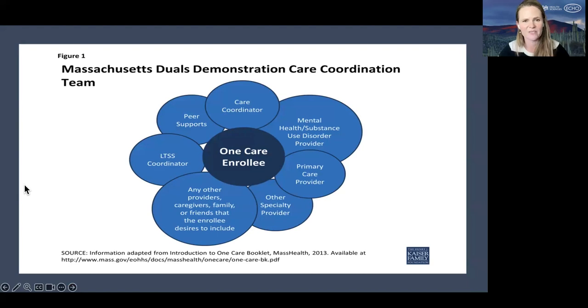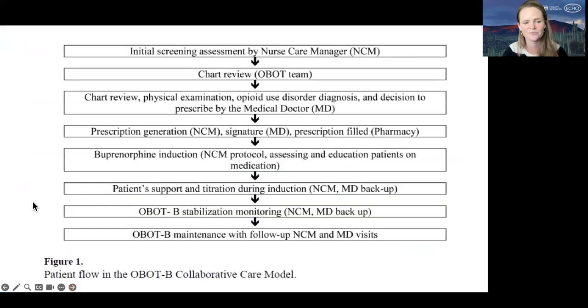This is just a graphic that represents, as we talked about earlier, what the Massachusetts Collaborative Care Model is based on, and that's the patient right at the center, held within this net of care of different individual providers and care providing organizations. So this is the patient flow in the office-based opioid treatment model, and you'll see the lion's share of those day-to-day tasks are carried by the nurse care manager, so you can see why they were so pivotal.